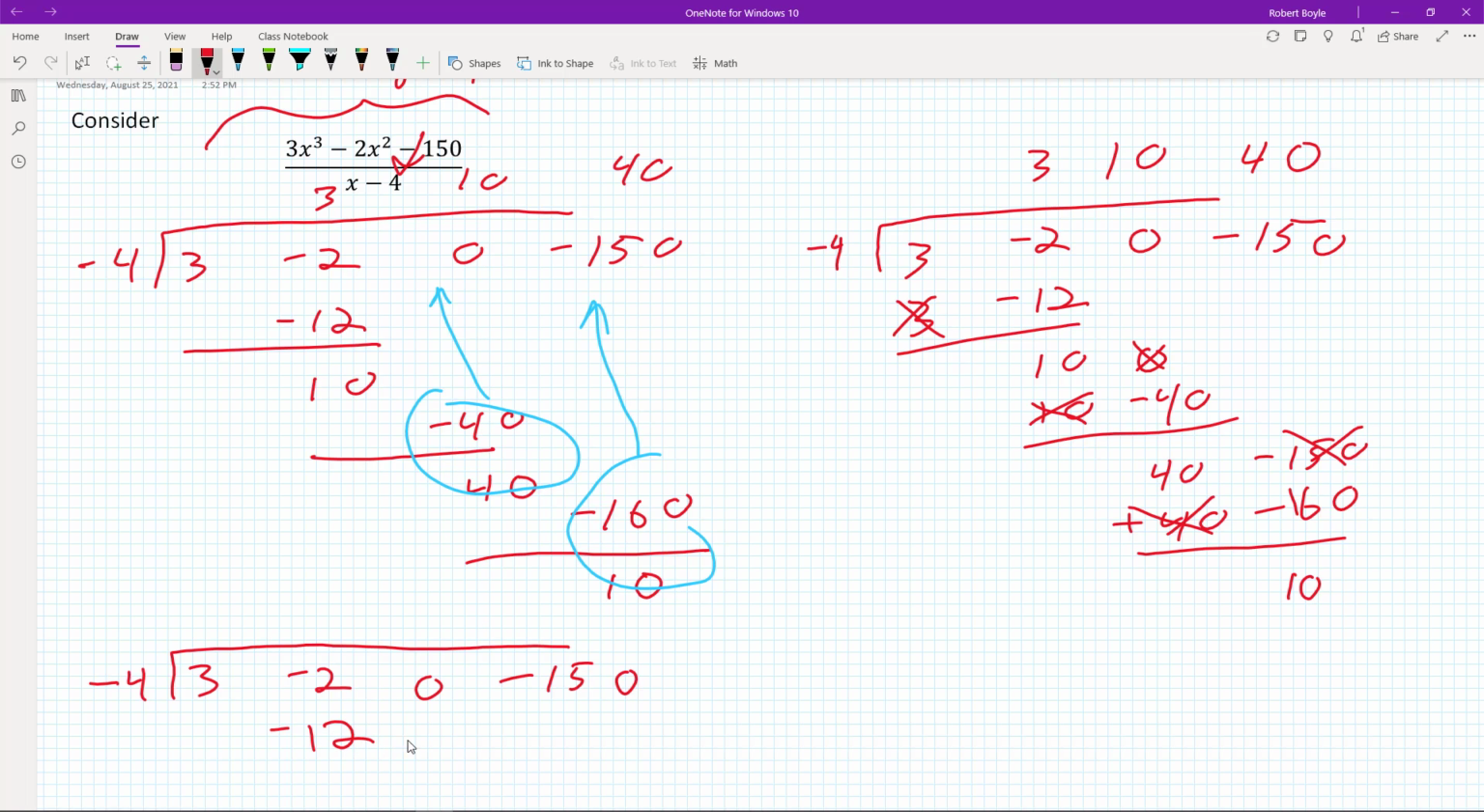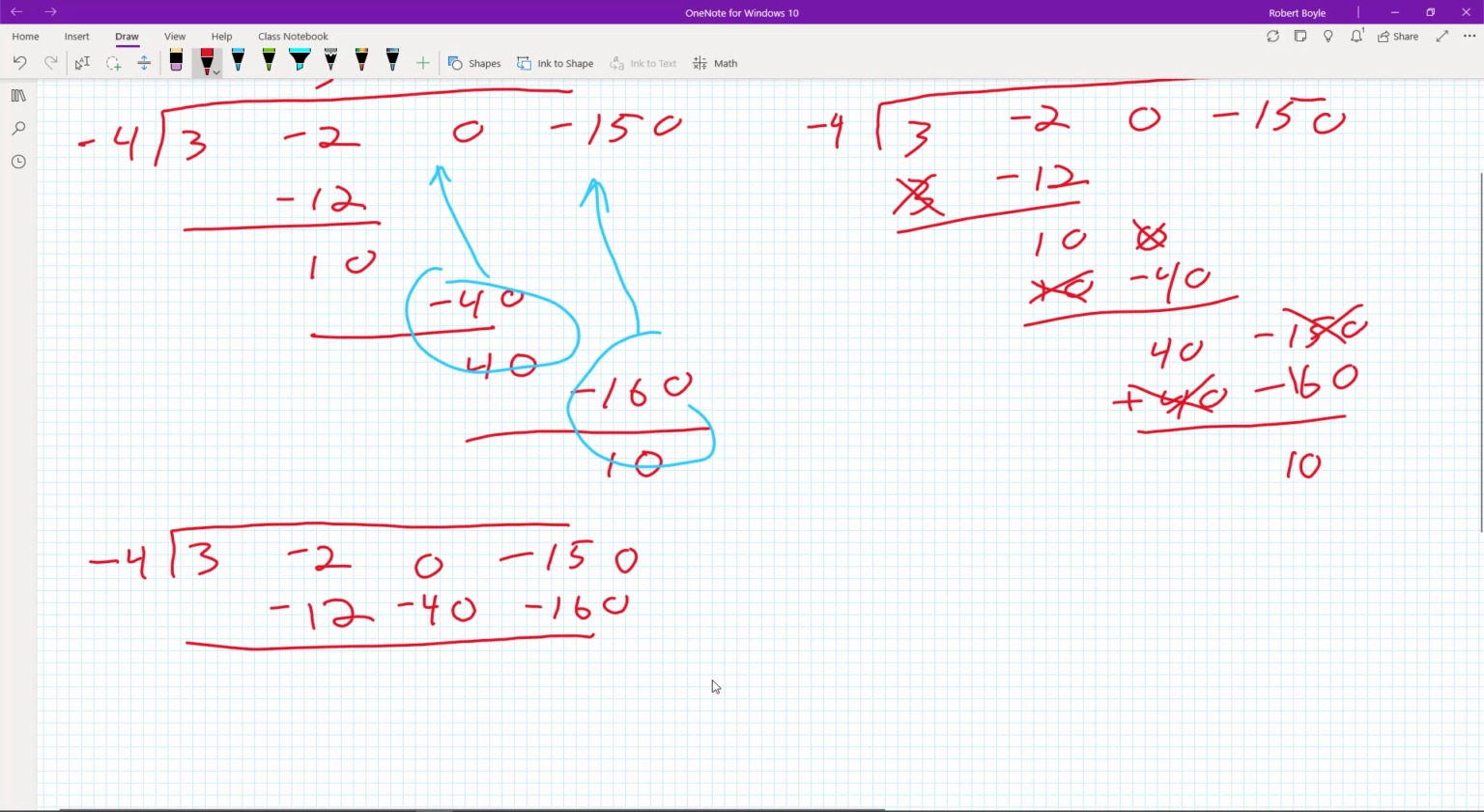I'm going to move my -40 up. And then I'm going to move my -160 up. Okay, I'm going to draw my line. Now I need to scroll down. I'm going to have underneath the 12 my positive 10, my 40, and then my other positive 10. And of course up here I still have 3, 10, and 40.